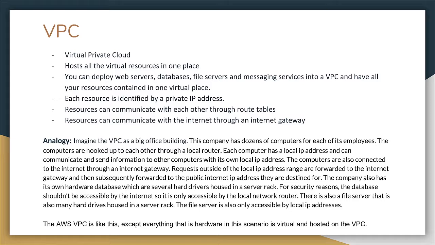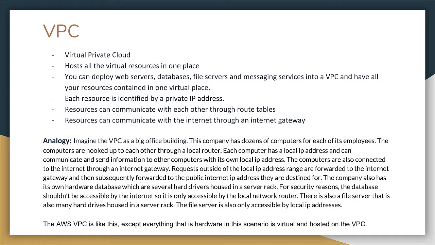And each resource is identified by a private IP address. And this is what allows you to communicate within your VPC. For example, a database has to communicate with a web server, but it's not going to do this over the internet. You're just going to communicate over the VPC. Communication is done through route tables, and communicating to the internet is through an internet gateway. And of course, we'll see this once we set up AWS.